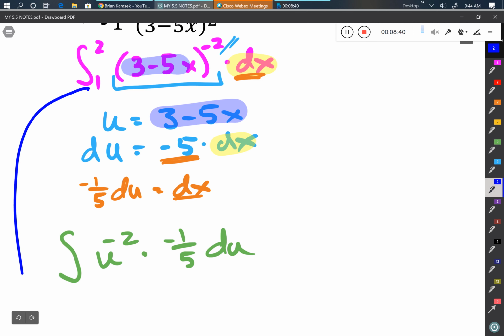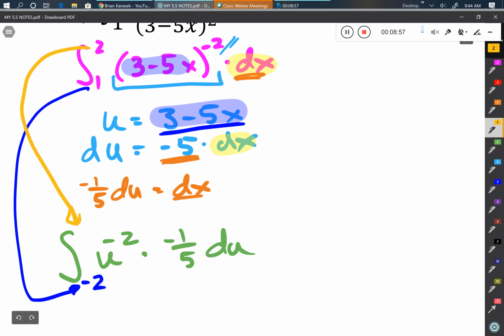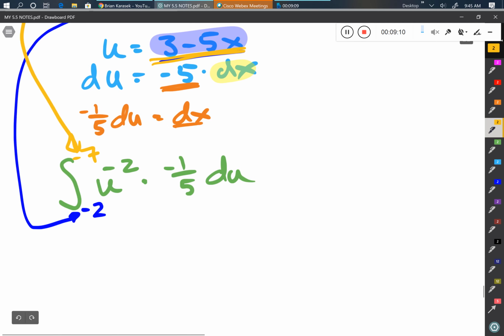Well, my lower limit of integration was a 1. What will it become? Well, if I put a 1 into the u statement, 5 times 1 is 5. 3 minus 5 is -2. My new upper limit of integration used to be 2. What will it be now? I'm going to put that 2 into the u substitution statement. 5 times 2 is 10. 3 minus 10 is -7. And so my new integral is from -2 to -7, u to the -2, -1/5 du.